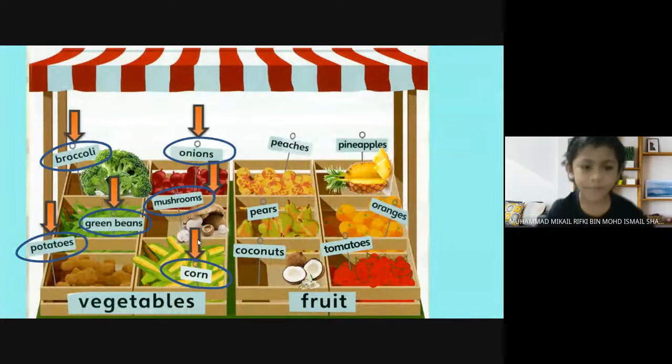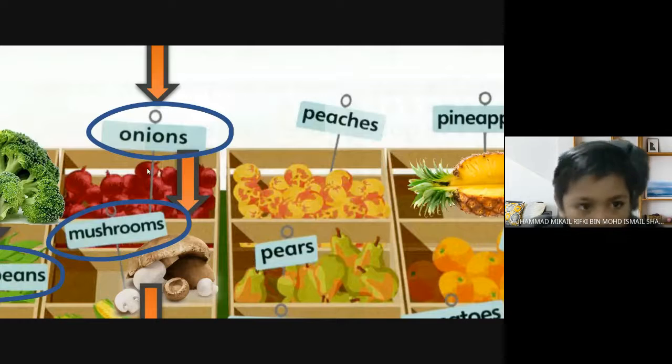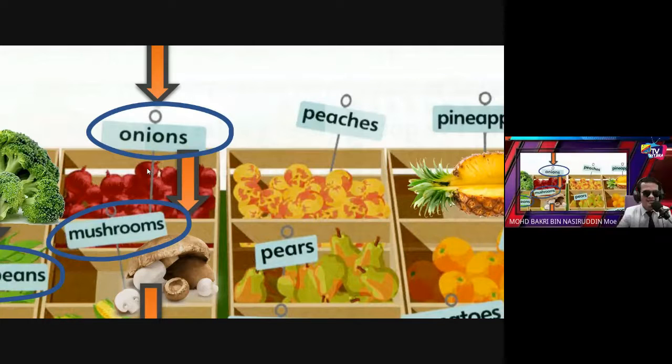Onions. Oh, ini tak pernah makan lagi. Onion, bawang. Okay, onions ialah bawang. O-N-I-O-N-S. Onions. Okay. Bawang merah. Kalau bawang putih, garlic. Okay, tapi kat sini kita belajar bawang merah. Onions. O-N-I-O-N-S. Onions.